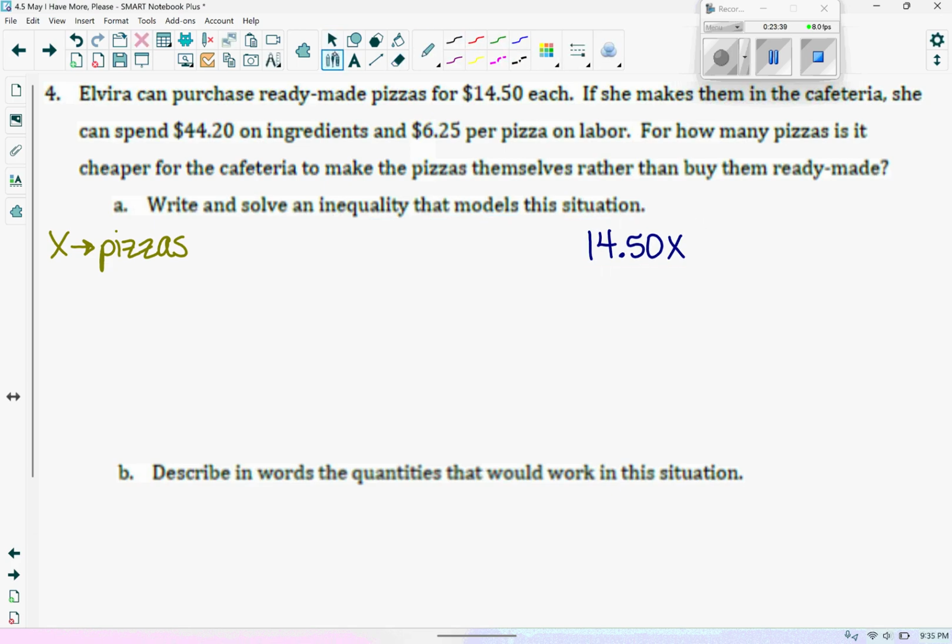To make them in the cafeteria, she can spend $44.20 on ingredients. So that's a set fee. And $6.25 per pizza for labor. So plus 6.25x. All right, for how many pizzas is it cheaper for the cafeteria to make the pizzas themselves? So you want this to be less than the $14.50 per ready-made pizza. Okay? Less than is cheaper. It doesn't say less than or equal to, it says less than, or cheaper.